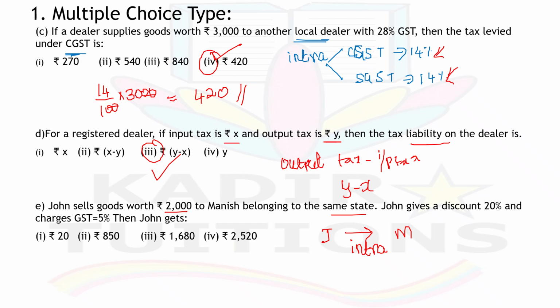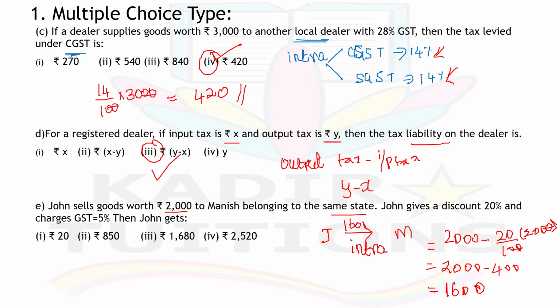So how much amount does the product actually hold? It's 2000, but this person is giving a discount of 20%. So 20 by 100 into 2000, just to work out the discount. So what will it be here? The discount is going to be 400, which is nothing but 2000 minus 400. Now what will be the product price? It's nothing but 1600. So for 1600, John is going to sell to Manish.